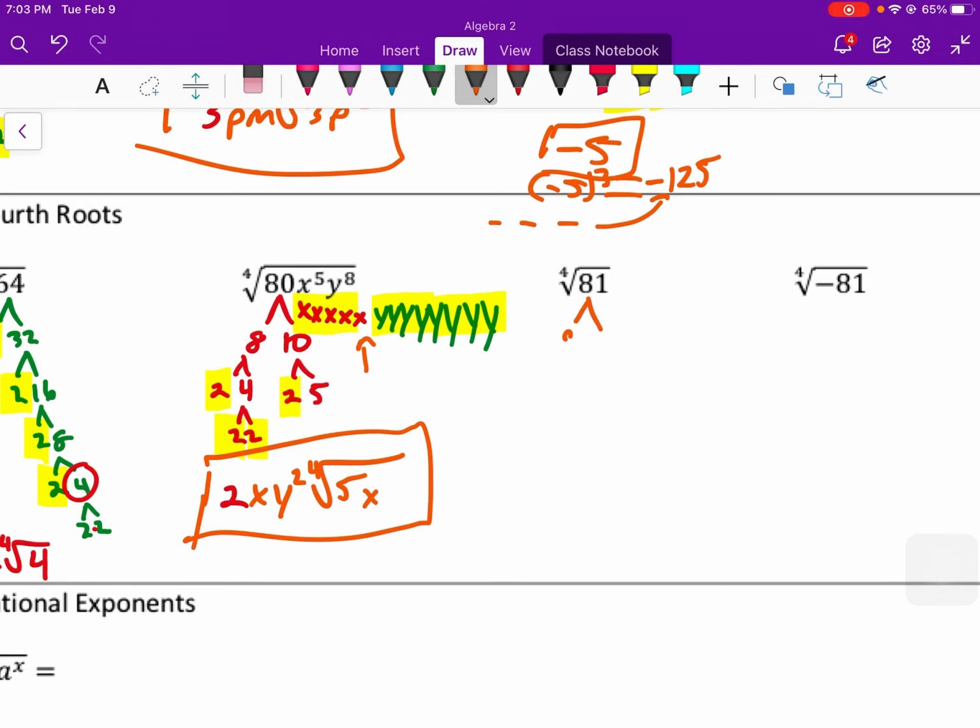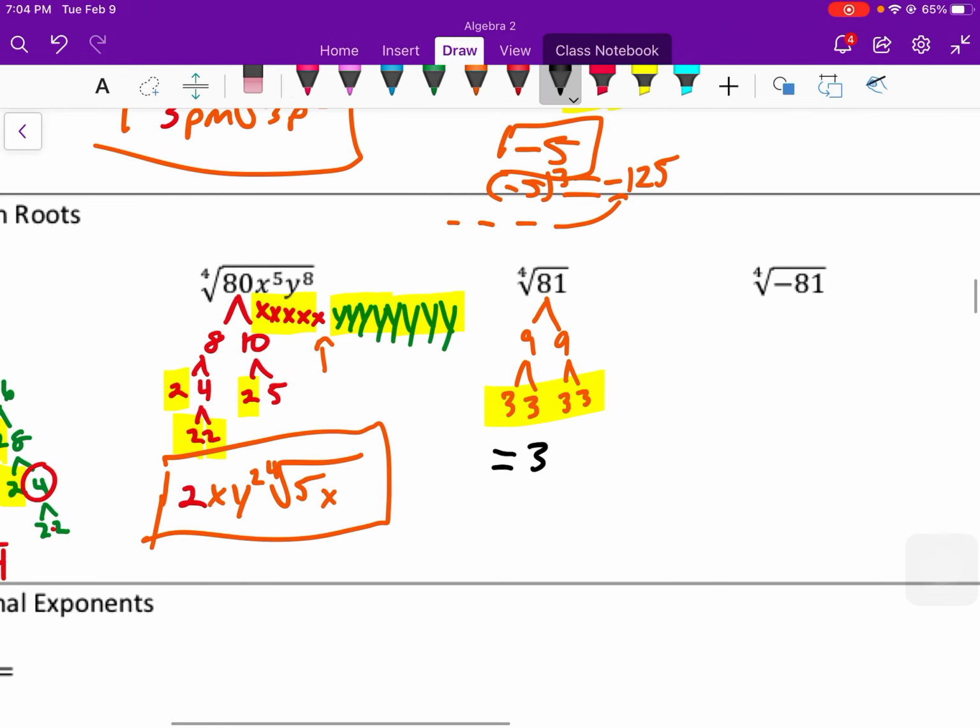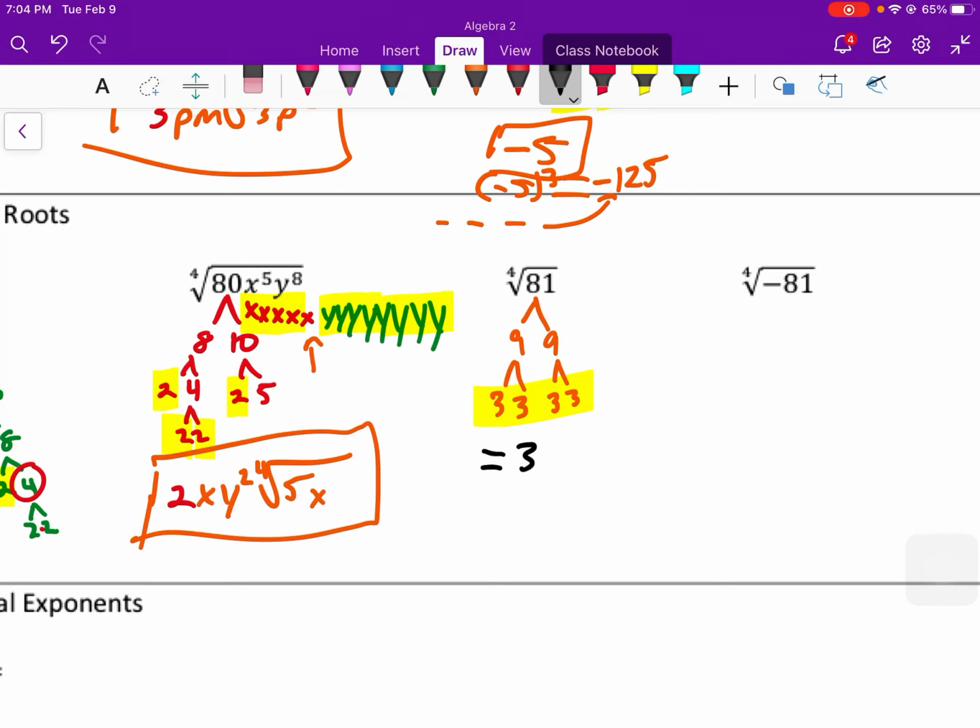All right, and this one, fourth root of 81, is going to be 9 times 9. So we can break that down to 3 times 3 times 3 times 3. So there's the 4 we want. So the fourth root of 81 is just going to be the 3.